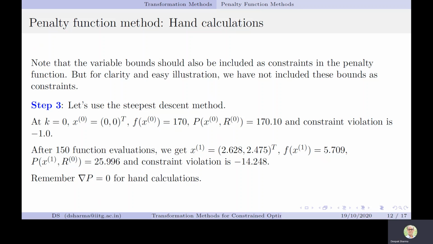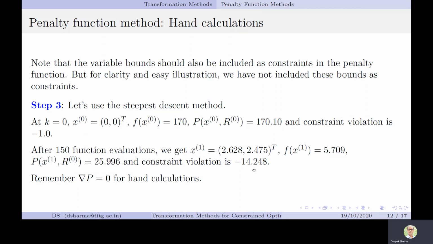So there are multiple observations here. First of all, our point has been improved from 0, 0 to another point, say x1. Now, if we look at the function value at f of x0 and f of x1, that is also reduced. Look at the penalty function value, which is 170.10. This penalty function value is also reduced to 25.996. Now look at the constraint violation. When we started with 0 and 0, the constraint violation was -1. But at the new point, the constraint violation has increased.